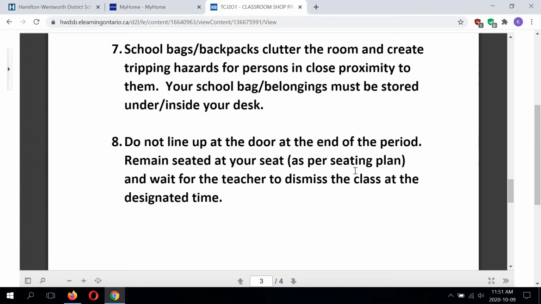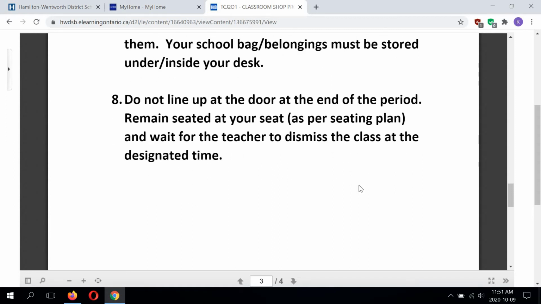Number 8, do not line up at the door at the end of the period. And I understand that because we're in essentially a double period, about 145 minutes in length, it can get a bit tiring near the end, and you want to get going, and you want to line up at the door or congregate in a group at the door, and there isn't space for that in our classroom. We don't have room for everyone to keep distance. So you need to keep sitting at your seat.